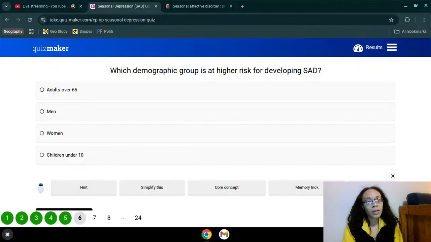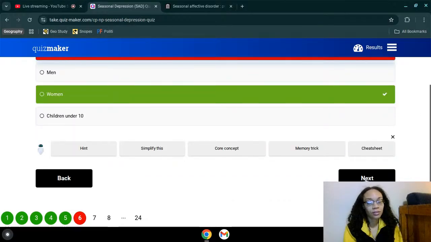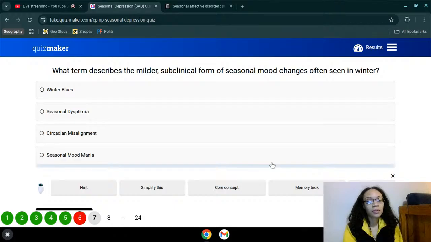Which demographic group is at higher risk for developing SAD? Adults over 65, men, women, or children under 10? I actually think it's men. Or it's adults over 65. I'm going to go for adults over 65. Women. Interesting. Okay. What term describes the milder subclinical form of seasonal mood changes often seen in winter?